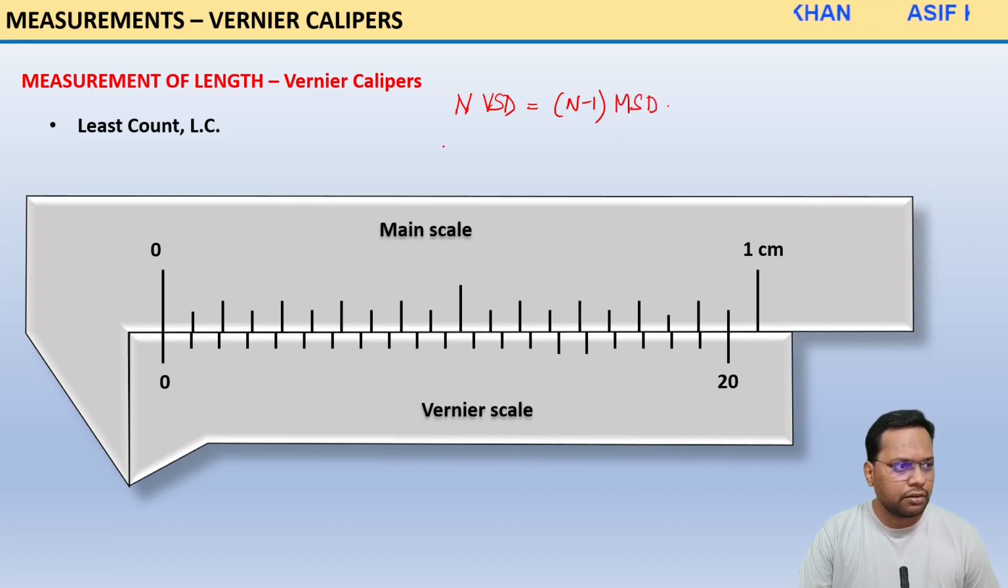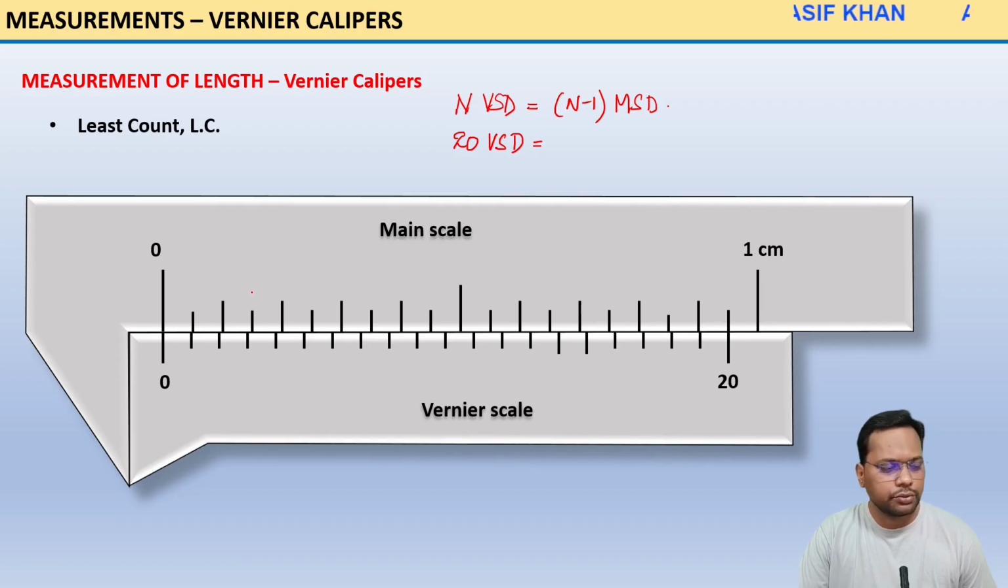So here the total number of Vernier scale divisions is 20. So it must be equal to 19 main scale divisions. Let's check whether it is 19 or not. Since each centimeter is divided into 20 parts, each part will be 0.5 mm. There are 20 parts inside 1 centimeter. Therefore, this must be the 19th division or 19th line. So it is equal to 19 main scale divisions.